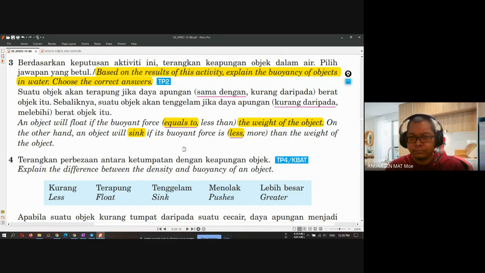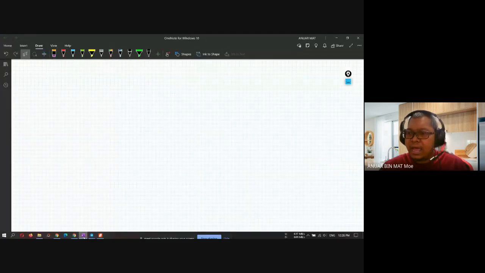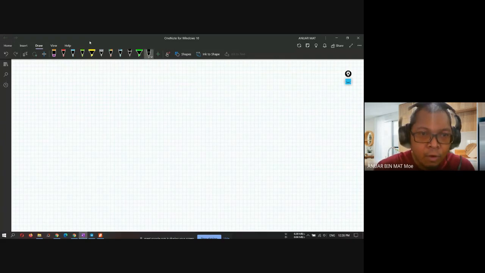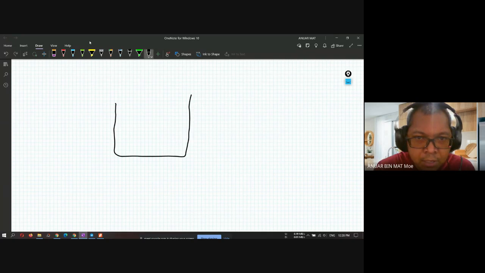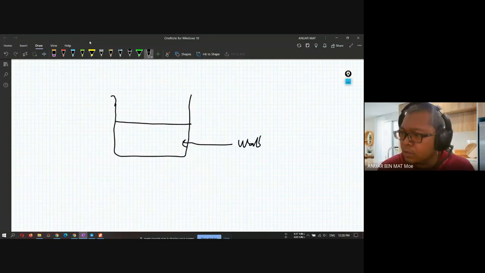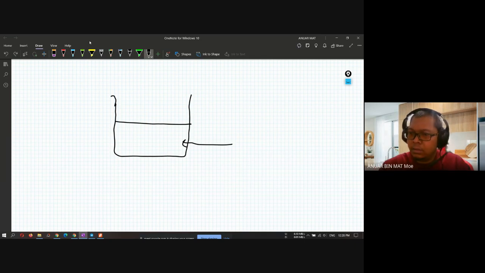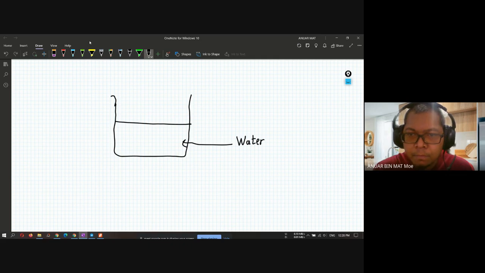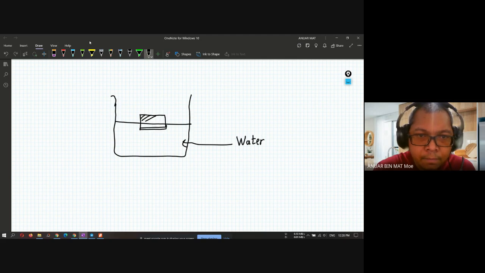For example, like this, I have a beaker here, and inside the beaker I have water. So inside we have water. And then this is the object over here.